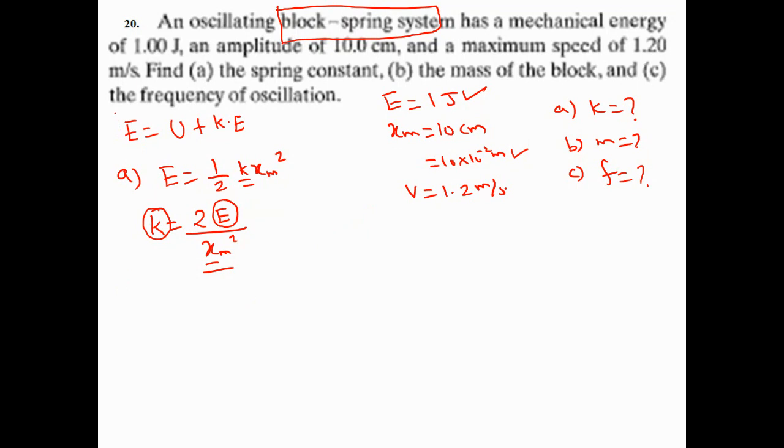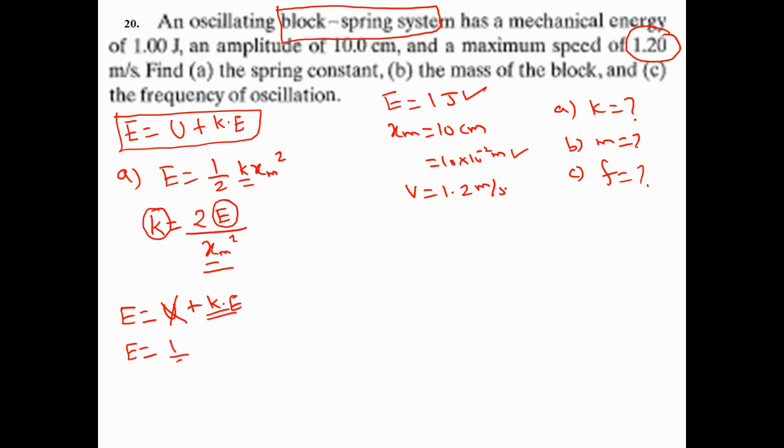We know the rule, my dear. This is our rule. My energy is equal to potential energy plus kinetic energy. If you want to find the block's mass, we already have the maximum speed. When the object has the maximum speed, what should be the potential energy? It will be 0. Right. So I can write E equal to my kinetic energy.